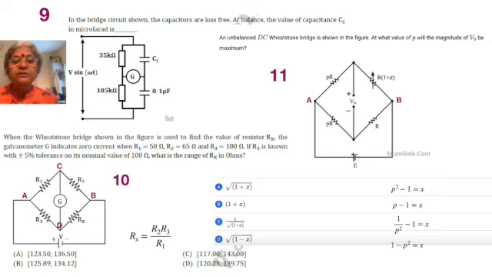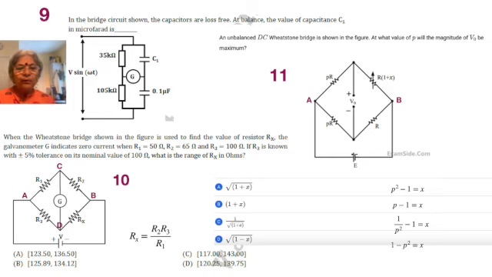Okay, the Wheatstone bridge is shown in the figure. At what value of P will the magnitude of V0 be maximum? So P values are given, but what is important for us is X, not P, because X is bringing about the difference. Okay, X is bringing about the change in current and a difference in voltage. Okay, so we need to find out X, and then we can. Okay, and larger the value of X, larger is going to be the differential of voltage, and so a maximum value for V0 is going to come through as a result of this.